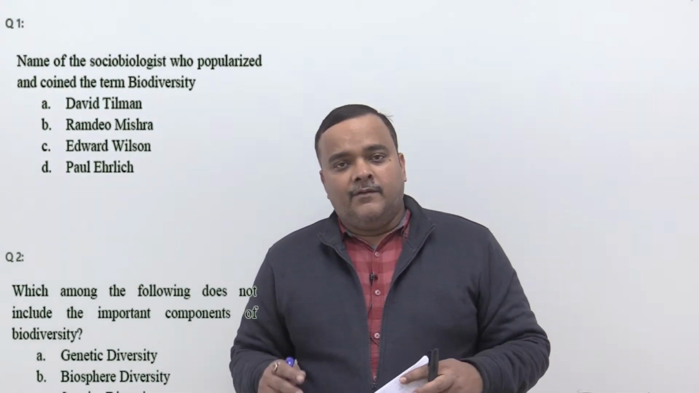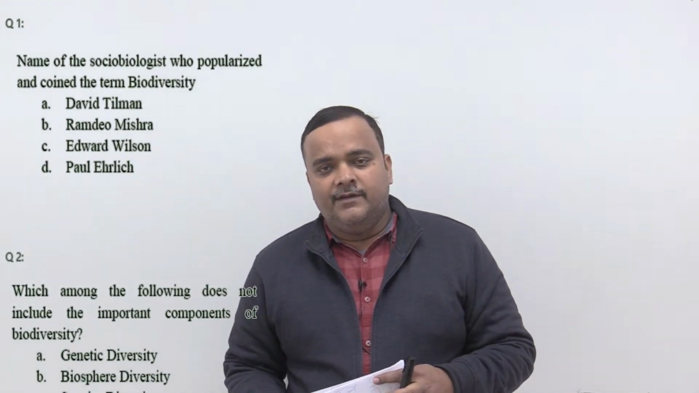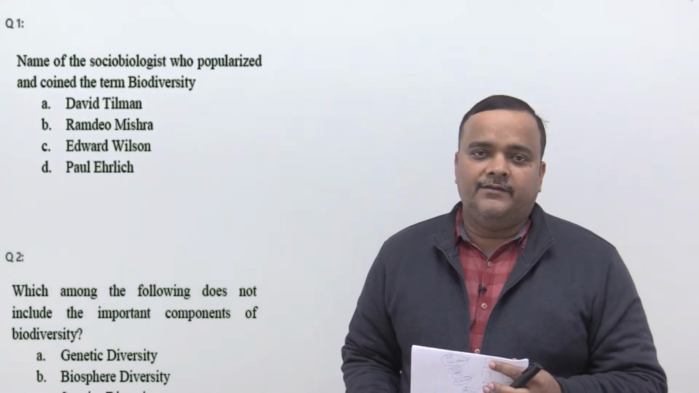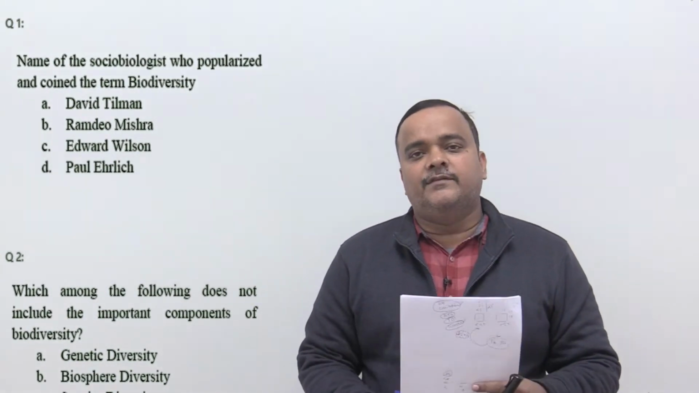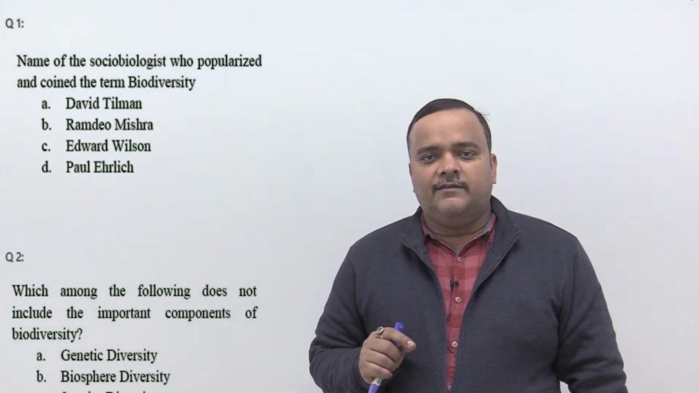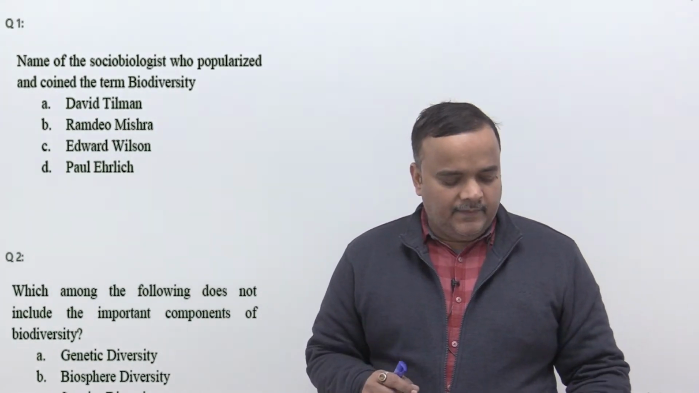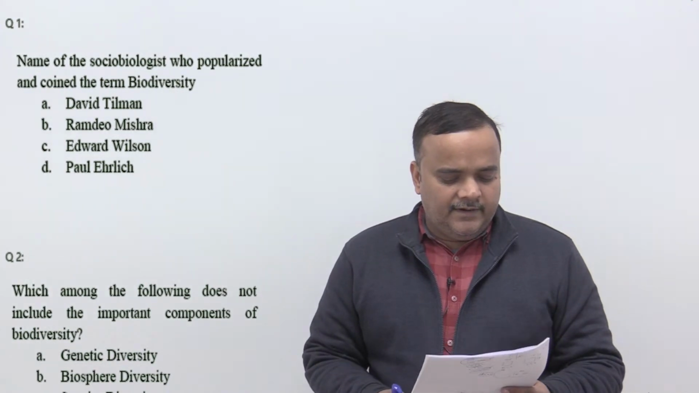Now, first as usual I will discuss this paper one by one, every question, and after discussing each question I will take your doubts. Okay. Good evening everyone. Now first is: name the sociobiologist who popularized and coined the term biodiversity. This term biodiversity was coined by sociobiologist Edward Wilson. Okay, so the answer will be third, Edward Wilson.